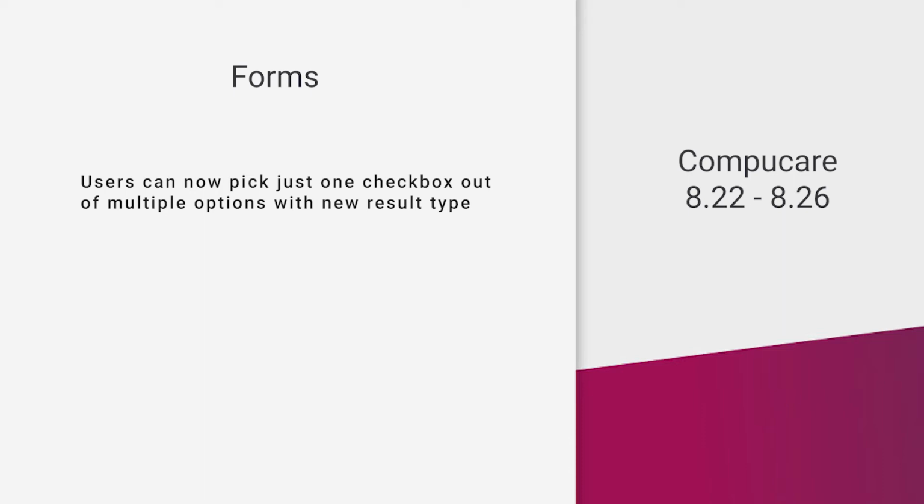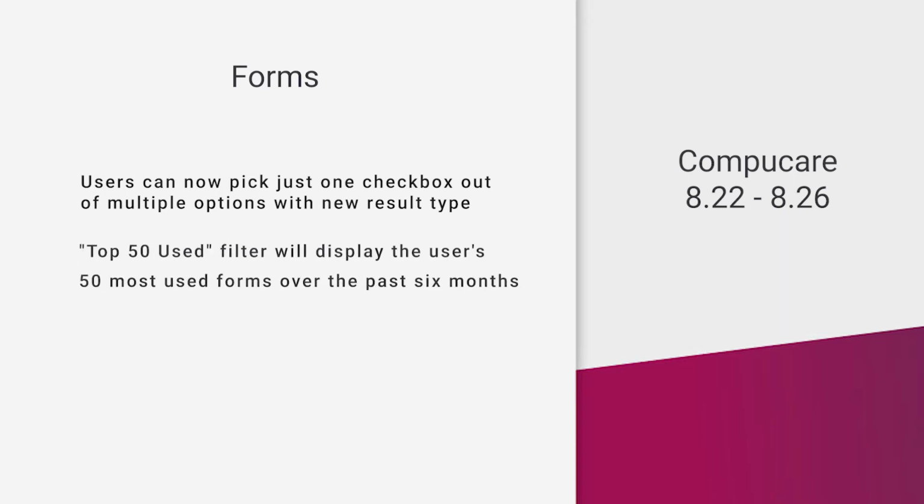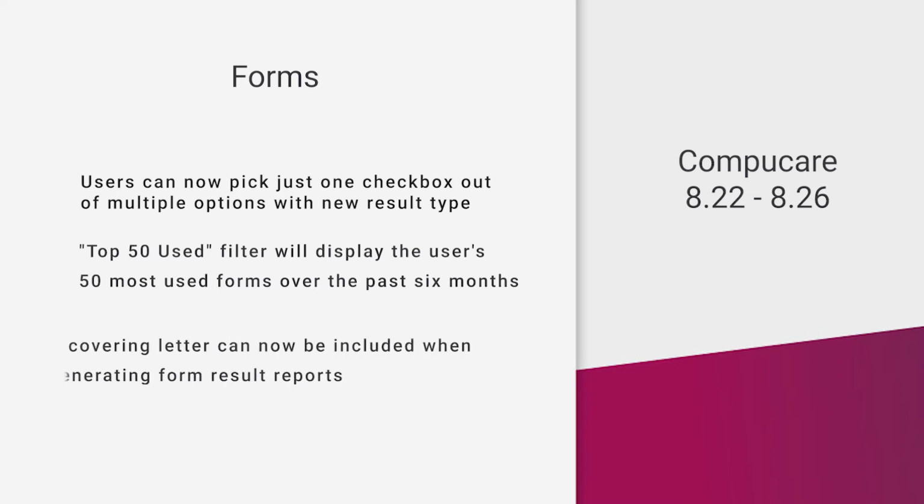When adding a form result, the top 10 recent filter on the drop-down has now been replaced with a top 50 used filter. This will display the current user's 50 most used forms over the past 6 months. Along with these enhancements, a covering letter can now be included when generating a form result report. This is achieved in the Report Designer app by entering the desired content of the covering letter into the report header section of a new or existing form report.